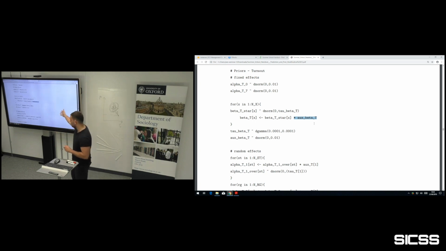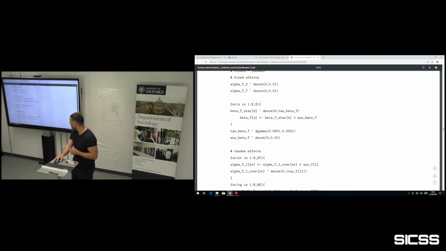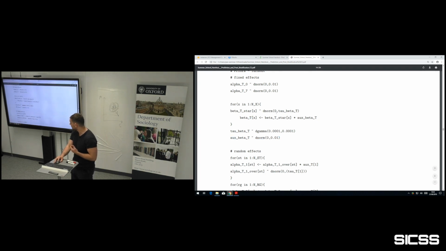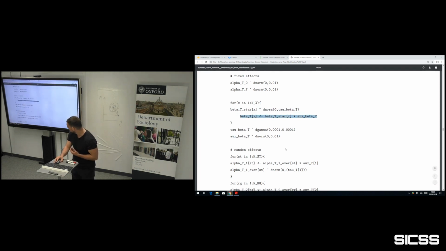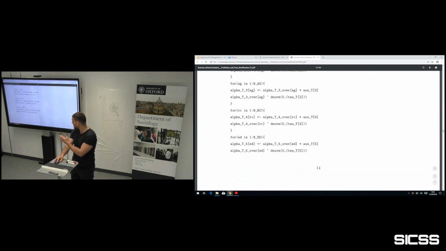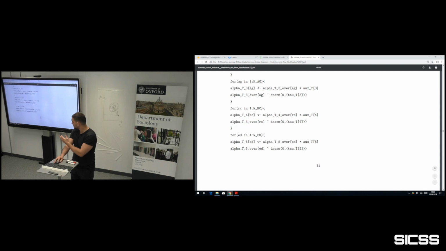So here we over-parameterize our state level predictor by multiplying it by a new auxiliary variable, beta, which is distributed with a normal distribution. But we don't monitor it. We don't care about it. We care about this beta here, which is the multiplication of beta star and the auxiliary variable beta. And as I stated before, these are all random effects, each with its random effect distribution and an auxiliary parameter multiplying the original random effect.